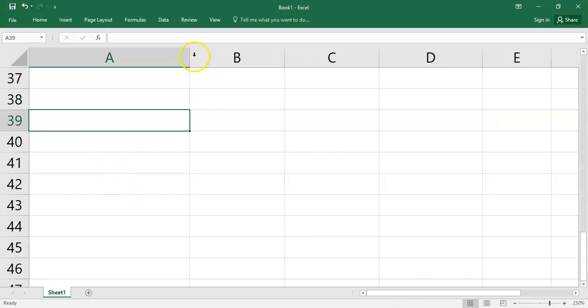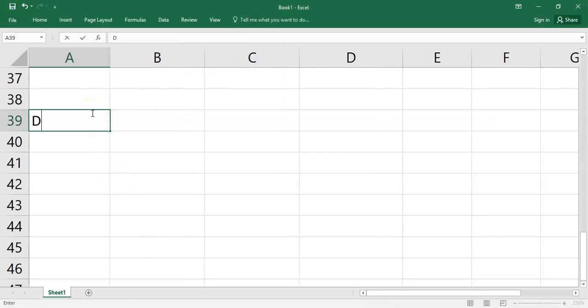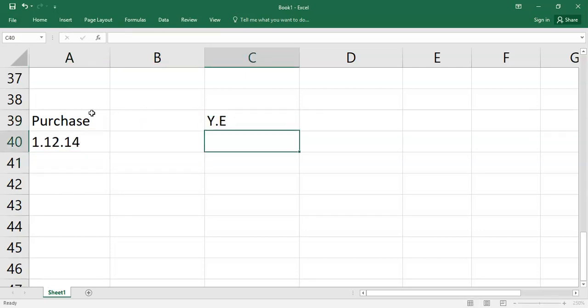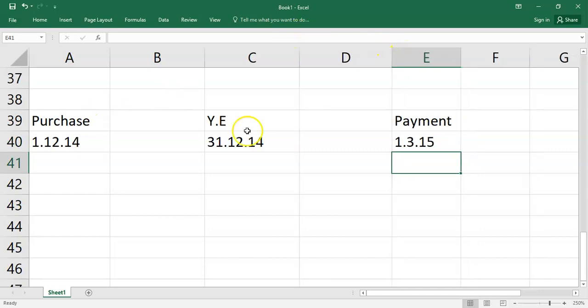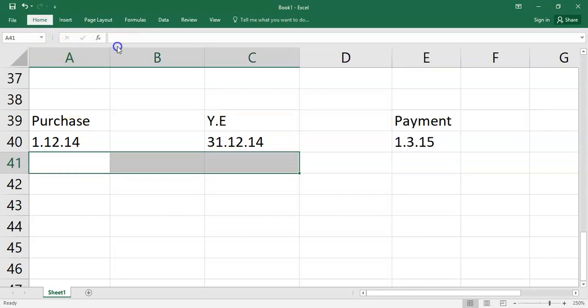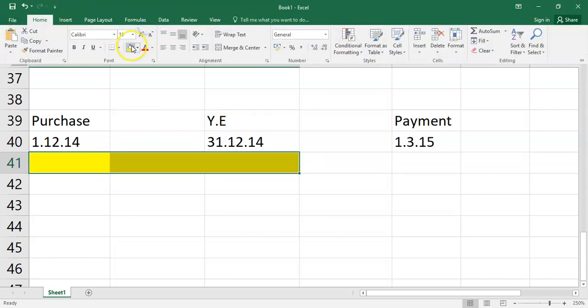If we think about it here, I'll just draw it out. I'll just call it purchase. Purchase here, the 1st of the 12th, 14. The year end, the 31st of the 12th, 14. And then I'll put here the payment, which is the 1st of the 3rd, 15. So it's important to understand your dates of what happens. What we're trying to say here is, because this is a monetary item, the difference between here and here, we'll look at this as the yellow bar, there's now going to be a gain or loss in translation.